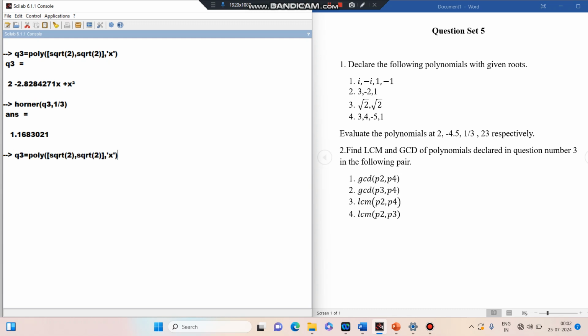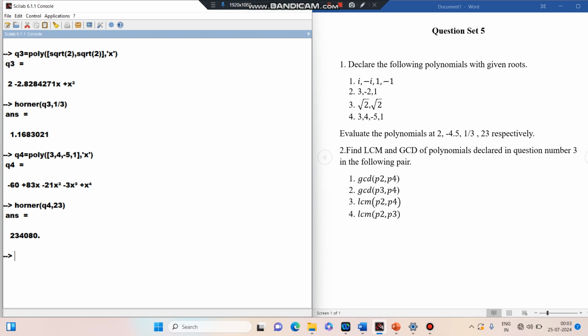Now try for the fourth one and call it Q4. The roots are 3, 4, minus 5, 1. That means we have a polynomial of degree 4. So this is the degree 4 polynomial. Let us evaluate this polynomial, which is Q4, at 23, which is given. So this is the answer.